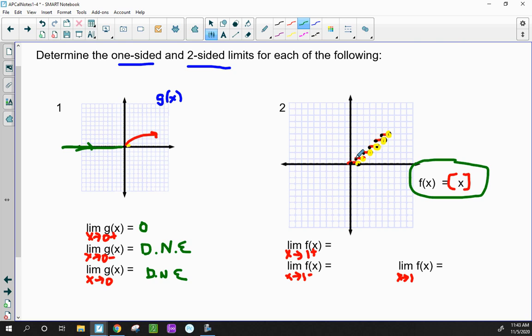So the limit of f of x as x approaches 1 from the right side, look at it again. Ooh, the graph goes to 1. So that answer is 1. That's the height.